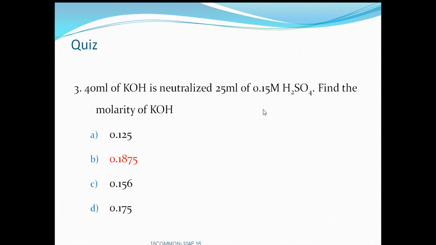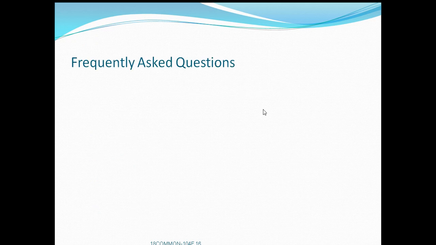If you concentrate on that concept, we can calculate each and every problem. These are very simple. Okay, some frequently asked questions in this topic. What is the question? State the molar equation for dilute solutions. So simply we can write: state the molar equation for dilute solutions. Okay, what is the molar equation?